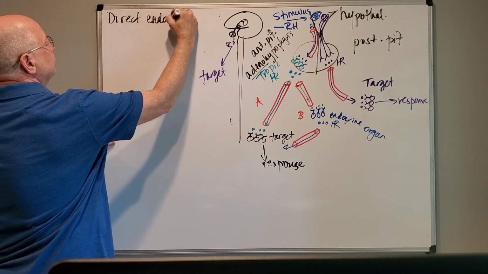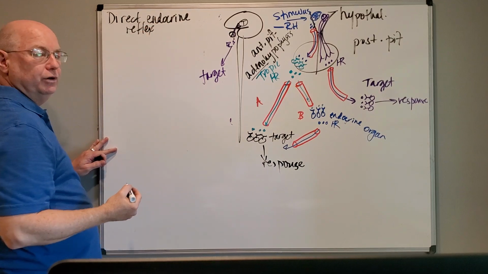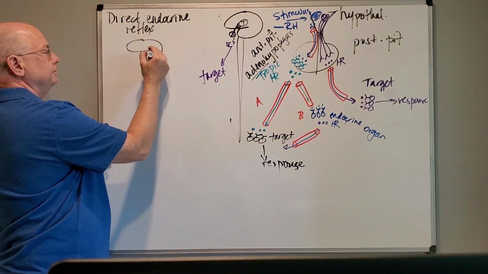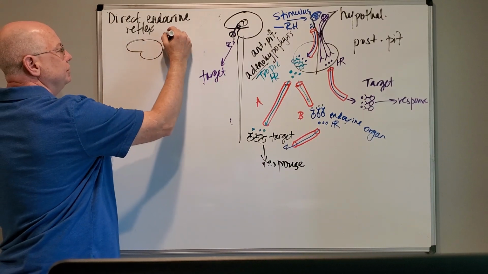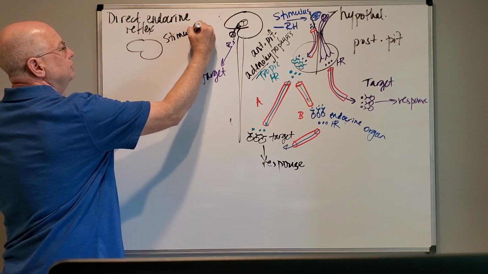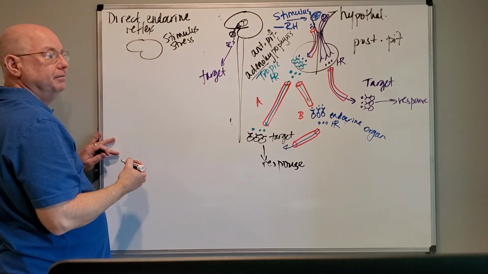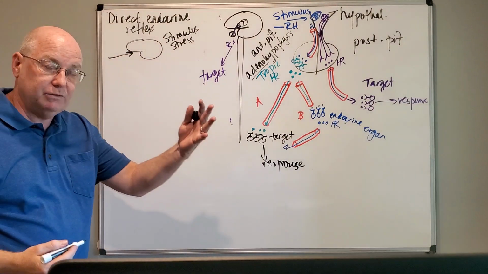direct endocrine reflexes, or a direct endocrine response. Okay? Here's your brain. Somewhere in the brain we detect the stimulus. The stimulus in this instance is going to be stress of some sort. Okay? So somehow our brain detects this. We could see something bad happening.